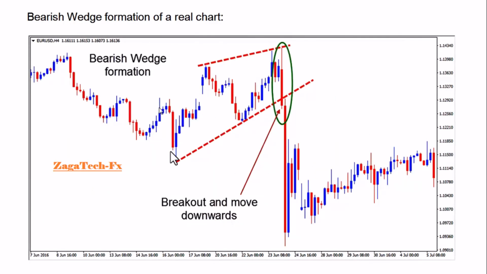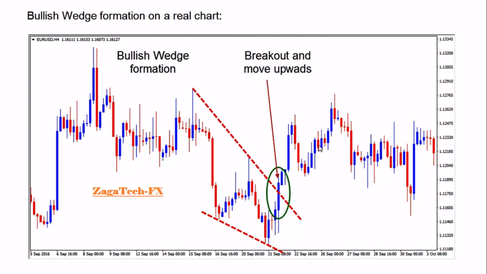So for the bullish wedge, the market is coming downward, and for the bearish wedge, the market is coming upward. Sorry guys, sorry about that. So that is that about bullish and bearish wedge formation as a reversal pattern.